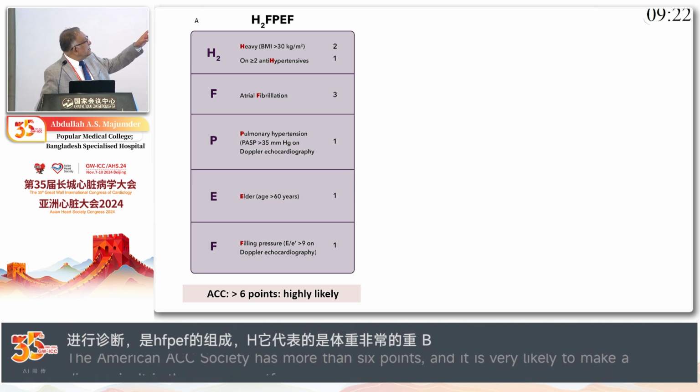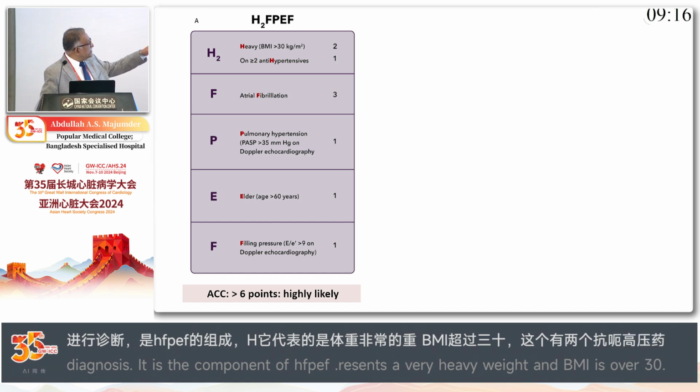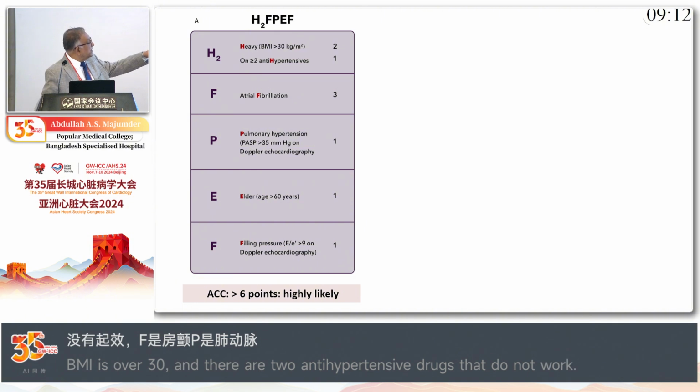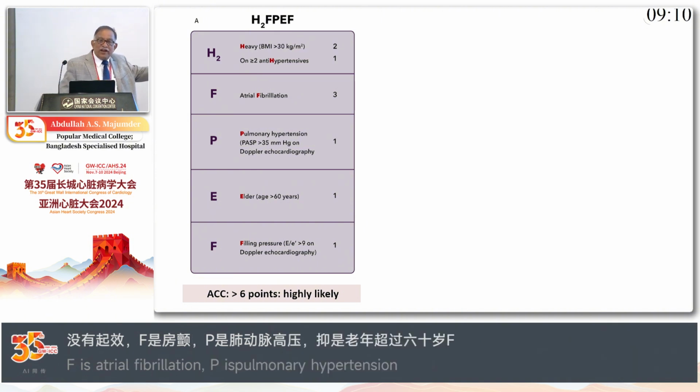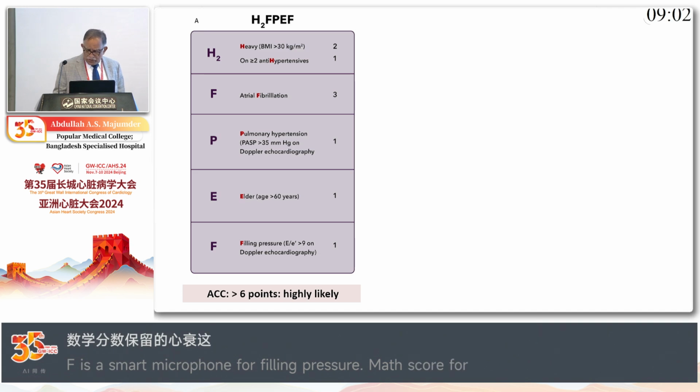Atrial fibrillation, 3 points; pulmonary hypertension, 1 point; E for elderly, more than 60 years, 1 point; F for filling pressure, E by E prime ratio more than 9, 1 point. This is a very simplified scoring system for the diagnosis of HFpEF, developed by the ACC in 2022.